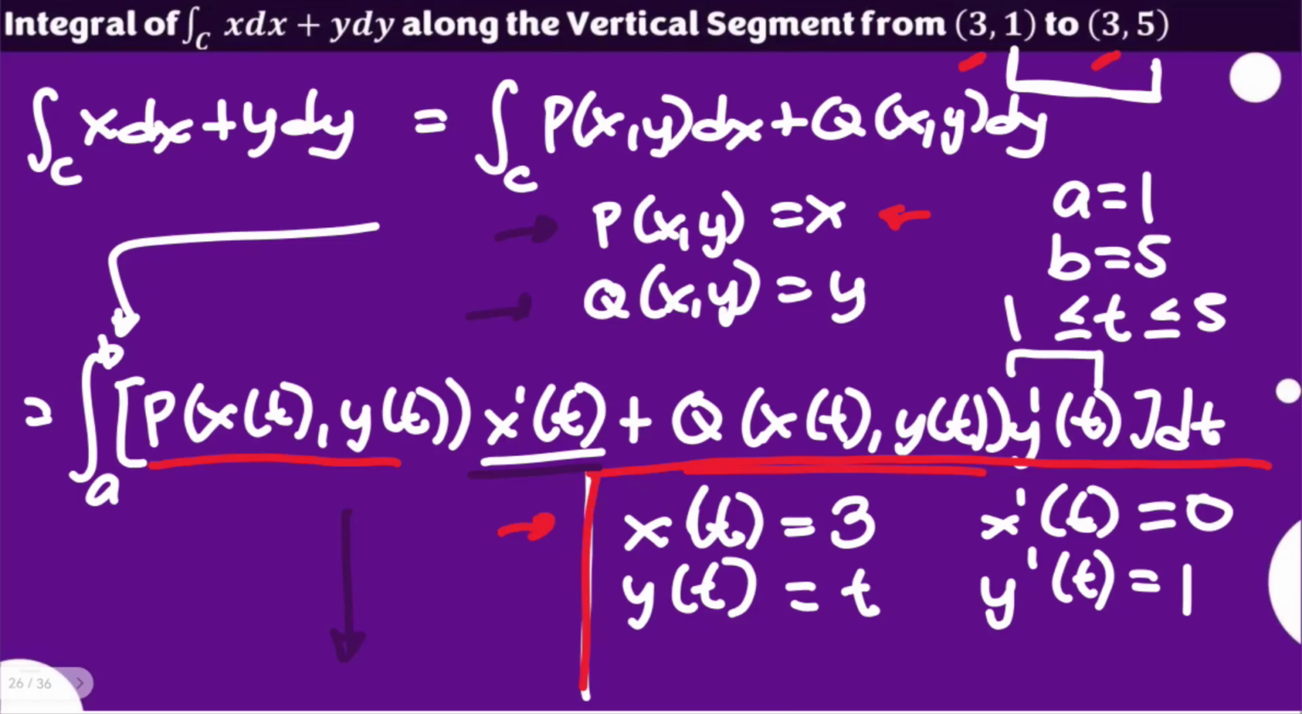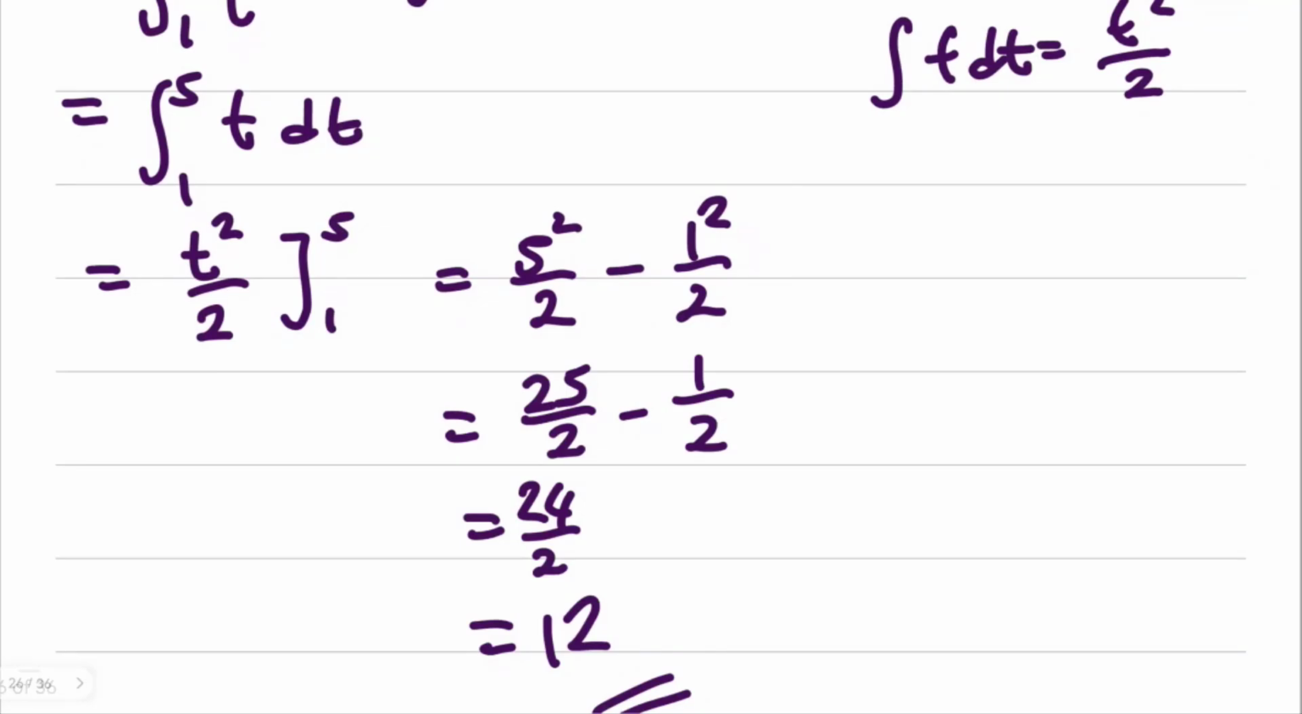This is now the value of the integral of the identified function x dx plus y dy along the vertical line segment path from (3,1) to (3,5), using the parametric forms for your vertical line segment and all of these identified details from the given scenario, and of course, all of the techniques, if possible, for integration.